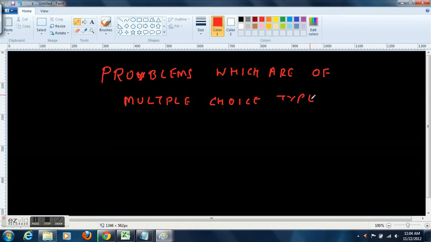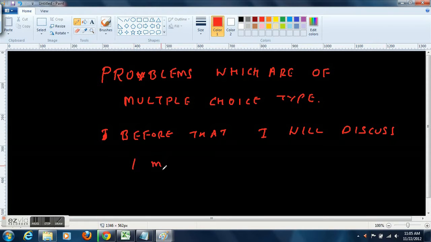I will be reading out the questions, and then I'll also be reading out the 4 different choices, and you have to pick the one. You have to identify the one which is the right choice, which is the right answer. But before that, I will discuss one more numerical problem on combination of resistance.